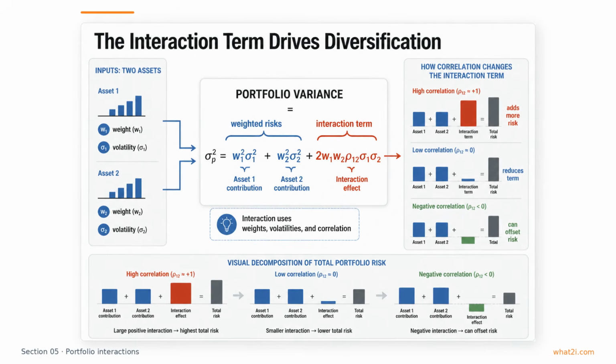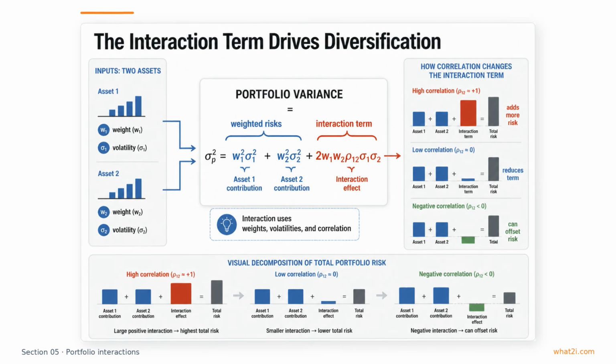In a two-asset portfolio, diversification shows up in the interaction term of the variance formula. The first parts of the formula capture each asset's weighted standalone risk. The cross term adds in the effect of how the two assets move together, using their weights, volatilities, and correlation.